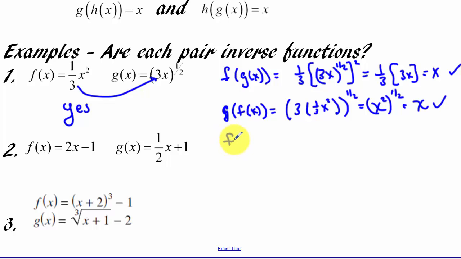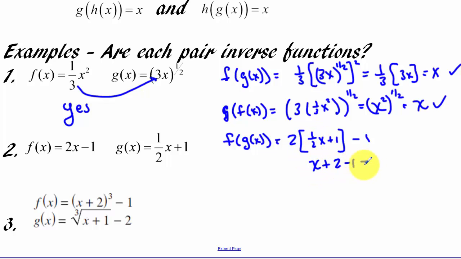Let's look at number 2. So let's try f of g of x. So I've got 2 times 1/2 x plus 1, minus 1, which gives me 2 times 1/2 would be x, plus 2 minus 1 gives me x plus 1. So these are not inverses because we did not get just plain x. It might look like here I'm undoing a multiplying by 2 by dividing by 2, and I'm undoing a subtraction by adding, but they're not being done in the correct order.